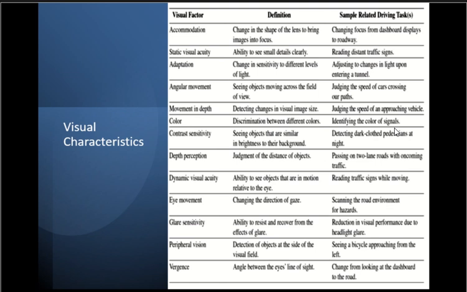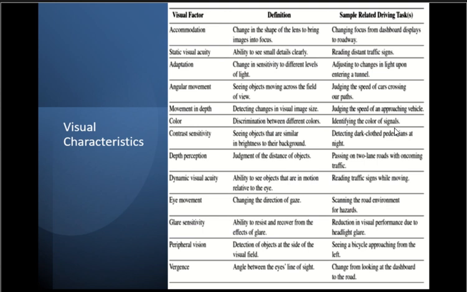Then we have angular movement: judging the movement of the objects which are going across us. So, a pedestrian crossing, or somebody entering the roundabout from the other side. Judging the movement of the objects which are going across the field of vision, across the eyes, across the room.